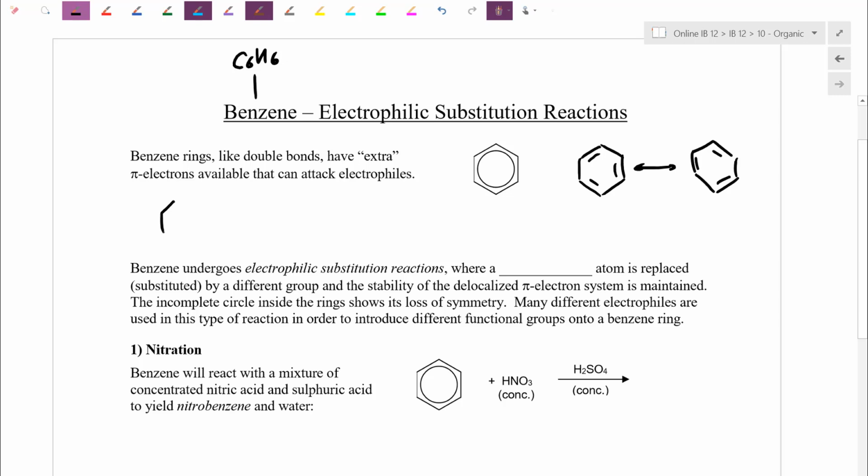So if you imagine this ring here, we refer to it as pi delocalization. These would have otherwise been pi bonds. So you can make a note here. Pi delocalization gives that resonance stability. Things that have resonance will be more stable compounds.